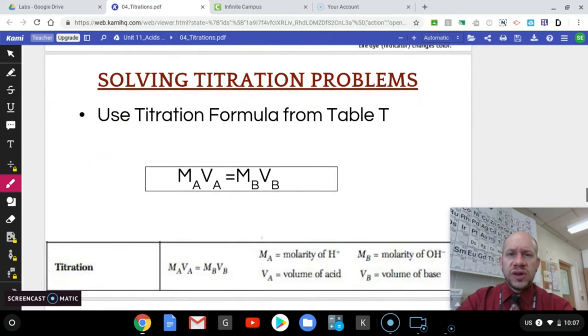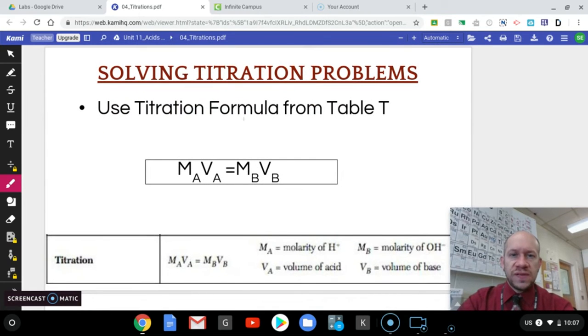So to solve titration problems, you'll use the titration formula from Table T. So it's the molarity of the acid times the volume of the acid is equal to the molarity of the base times the volume of the base.